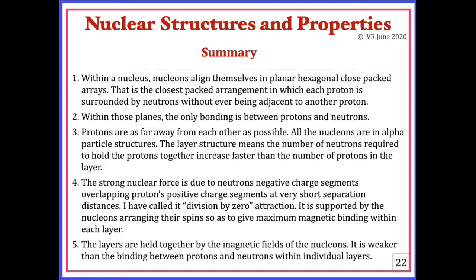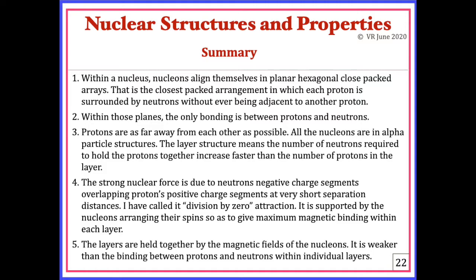Within a nucleus, nucleons align themselves in planar hexagonal close-packed layer arrays. Except for nuclei with Z from 1 to 3, all other nuclei are multi-layered. Within those planar layers, the only bonding is between protons and neutrons. Protons are as far away from each other as possible. The nucleons form alpha particle structures.